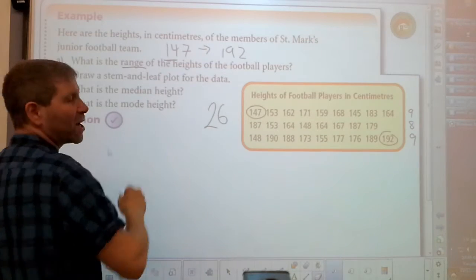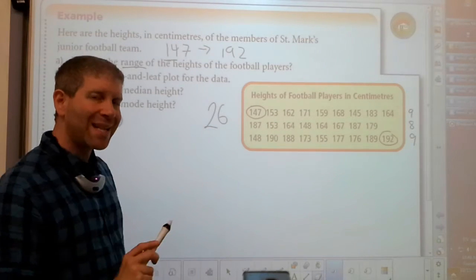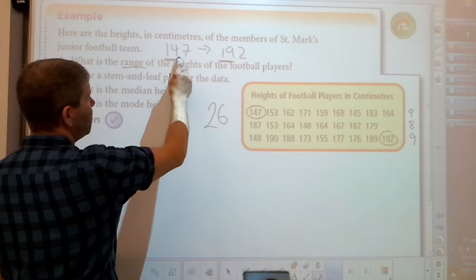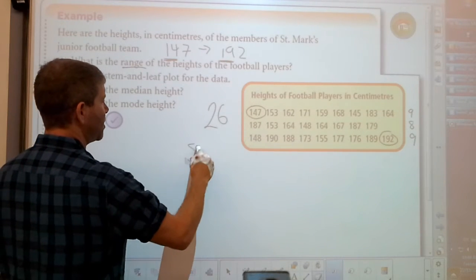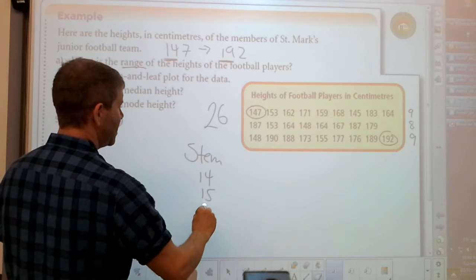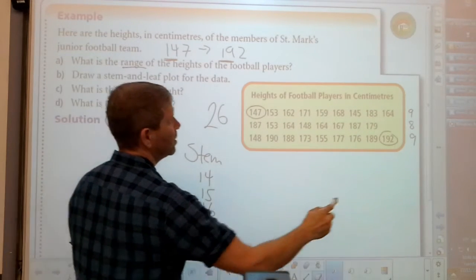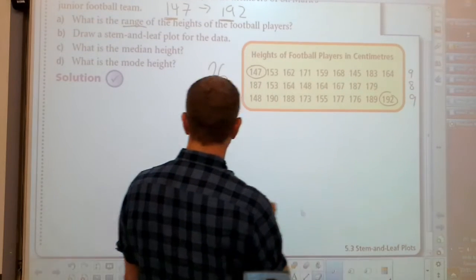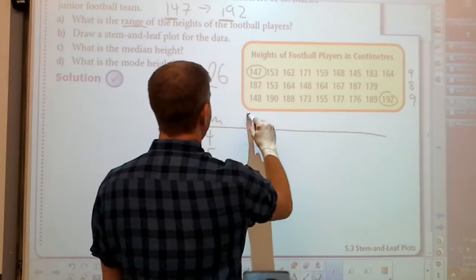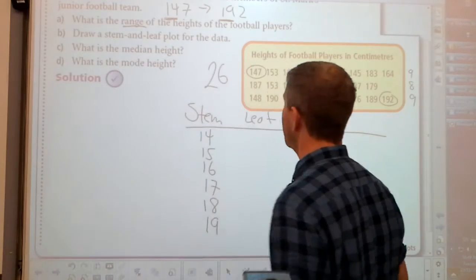So in this case, because we have hundreds, we don't just put the tens in the stem, we put the tens and the hundreds. So we need 14 all the way up to 19. So in our stem here, we're going to need 14, 15, 16, 17, 18, and 19. And then in our leaf here, that's where we can start adding numbers.